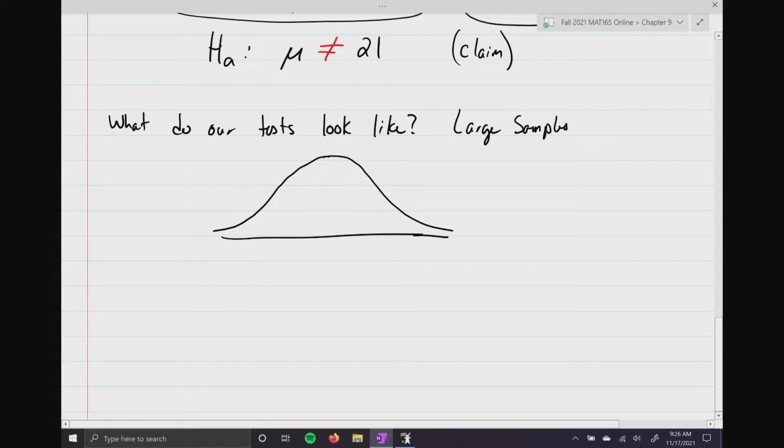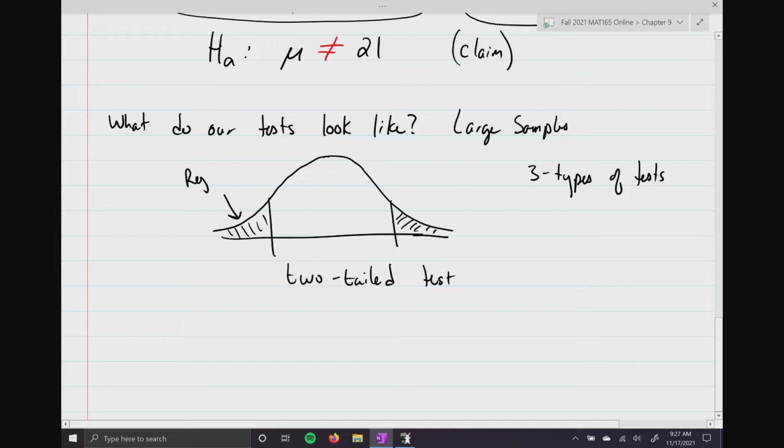In hypothesis testing, all right, we can have 3 types of tests. The first test is going to be what we call a two-tailed test. So what I like to do is just highlight my regions. Now, those regions that I highlighted are called the rejection regions. The middle, since it's not shaded, would be the fail to reject region, okay?